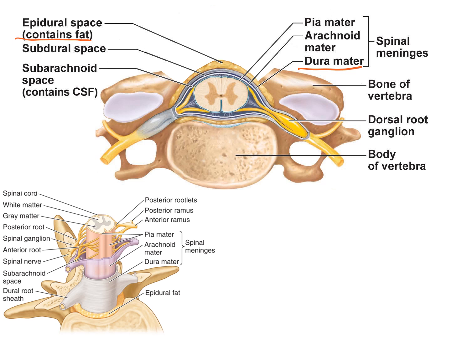One thing to notice about the dura mater is that it is continuous with the nerve roots as the dural root sheath, and then it blends with the outer covering of a spinal nerve to become the epineurium of the nerve.